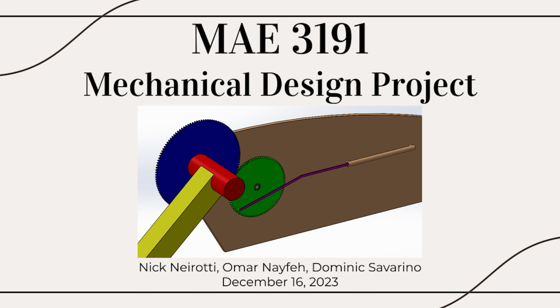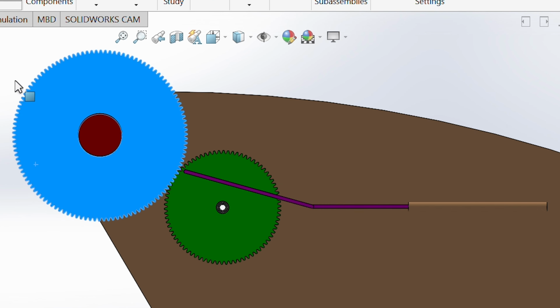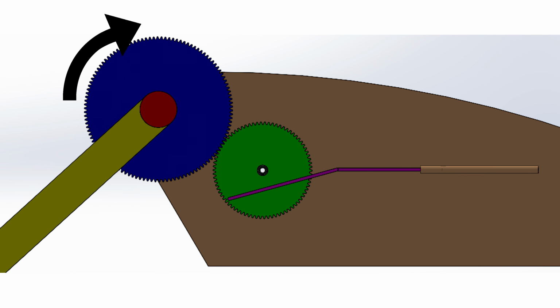I'm Dominic Savarino, and we designed a mechanical device to transform the motion of ocean waves into usable energy. As the buoy moves with the rhythm of the waves and tides, it exerts a torque on the connected gear. This gear then undergoes a reduction, driving the pinion and slider crank mechanism, which is harnessed by a linear generator to convert the sea's natural flow into usable energy.